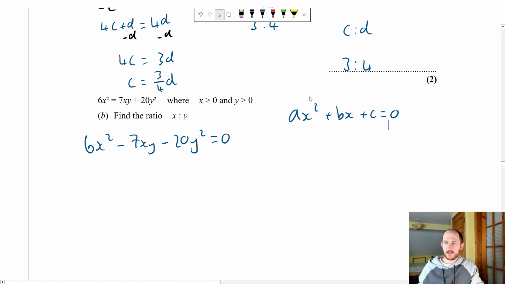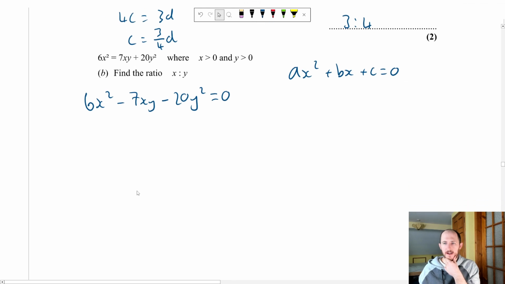Right? You have a quadratic term, a linear term, and a constant. Here we have a quadratic term, a linear term, and a constant. So this is indeed a quadratic, and all we need to do is solve this. Technically you can use the quadratic formula, but you have y's here, so that's a bit tricky. So instead what we're going to do is factorize it.